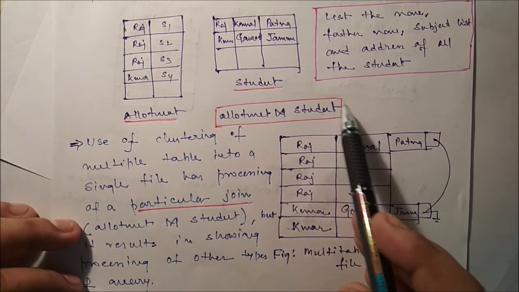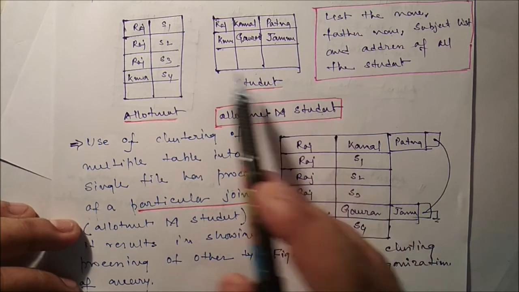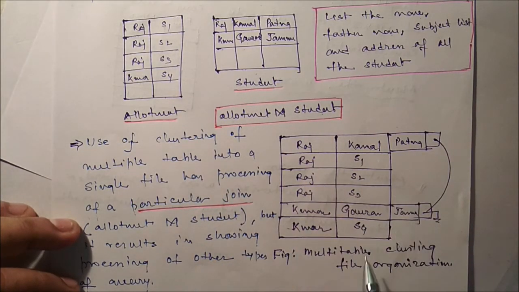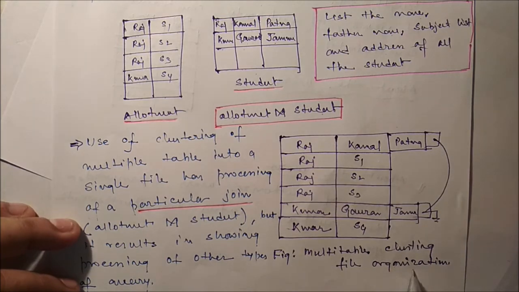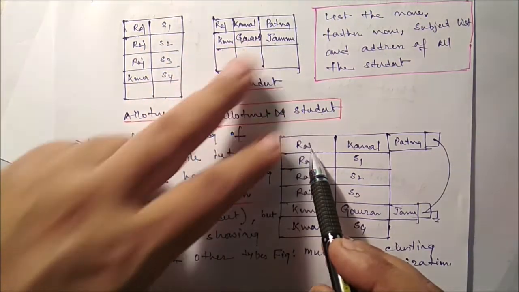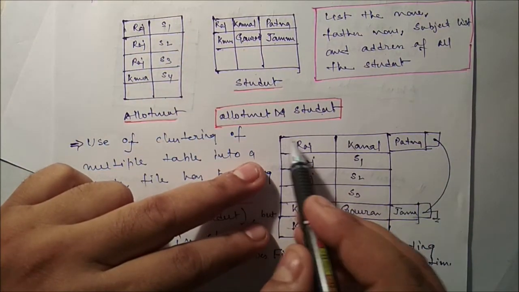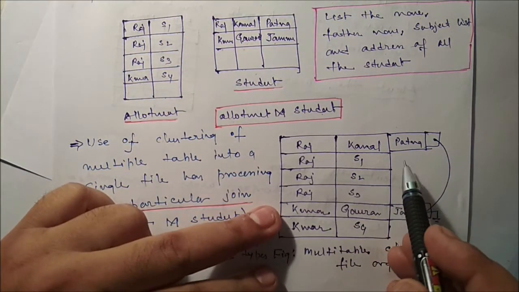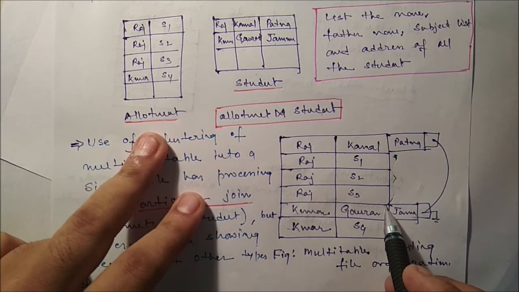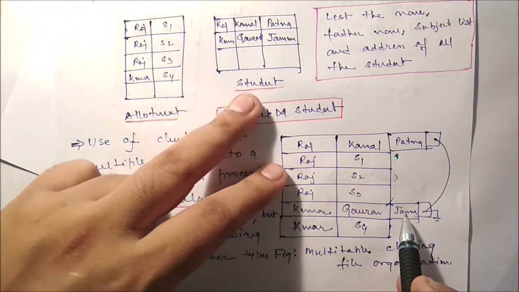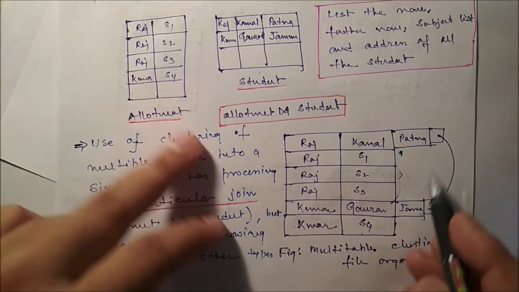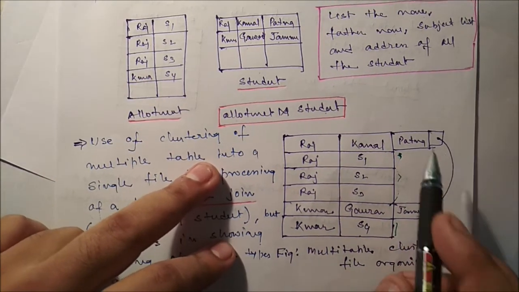Now if this particular operation is frequent, we can merge these two tables and create a single table. This single table is called multi-table clustering file organization. So we can see here Raj, Kamal, Patna. This is the information from the student table. The next three data are from the allotment table. The next data is from the student table, and the next data is from the allotment table. And we can keep track like this.